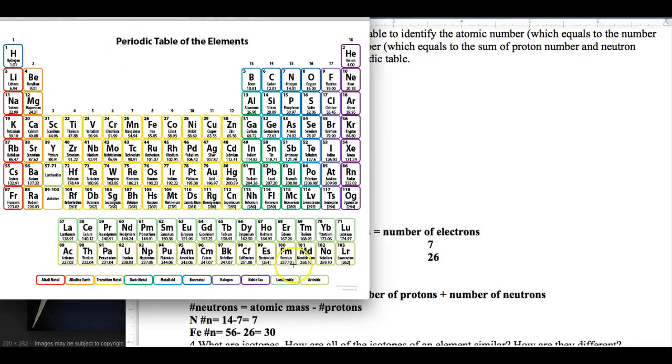Okay? When you look at the periodic table, every single element on here has a number. Every single element on here has an atomic number. This atomic number defines what element it is. So the number of protons makes boron a boron. If you have one more proton, if you have 6 protons, that makes you a carbon. If you have 7 protons, that makes you a nitrogen.